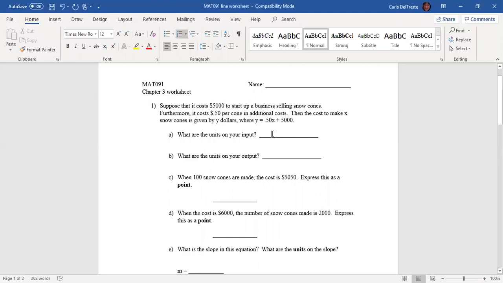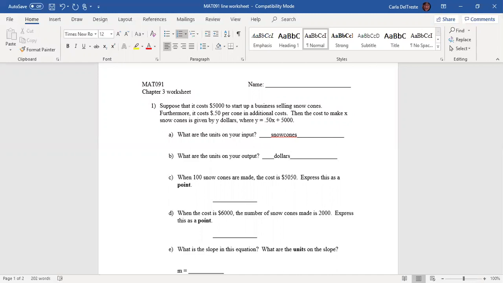So let's fill that in. And the dollars are going to have to be your output because that's what you're trying to measure. In this case, it's not your profit, it's your costs. How much does it cost you to make and sell these snow cones? So when 100 snow cones are made, the cost is $5,050.